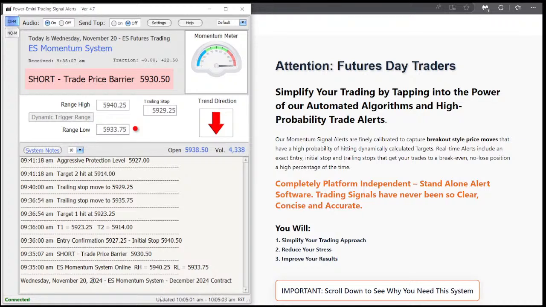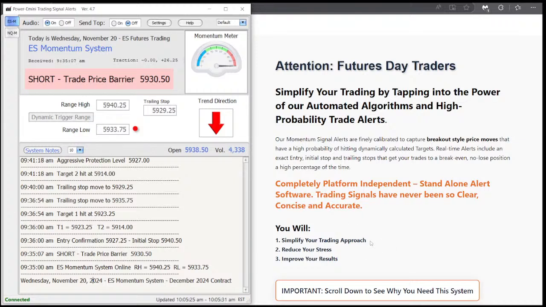When you install this software, it's going to show your local time here, and everything is real time. Everything transpires in literally milliseconds, the blink of an eye. So this desktop alert software connects directly to our back-end dedicated server that feeds all this data into it. So it's completely platform independent, standalone software.